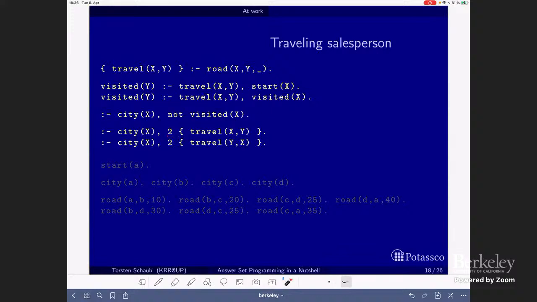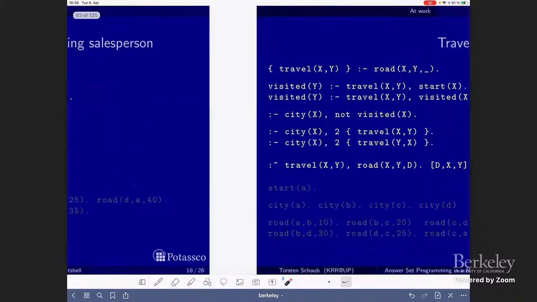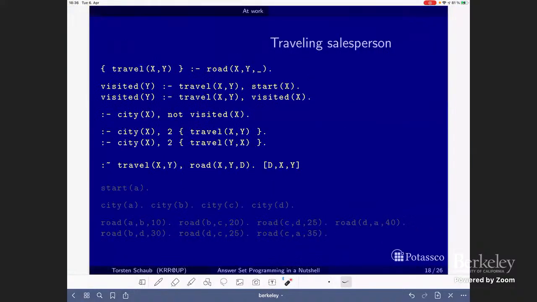And the last one is not needed, but it's actually pretty effective. It's just the same thing for the ingoing edges. And that's not the traveling salesperson, that's the Hamiltonian cycle problem. Now to turn this into a traveling salesperson problem, we add the objective function. Here I used a weak constraint, which says I pay a penalty of D whenever I travel on road XY. So this adds optimization to it, and this way I can describe the traveling salesperson problem.